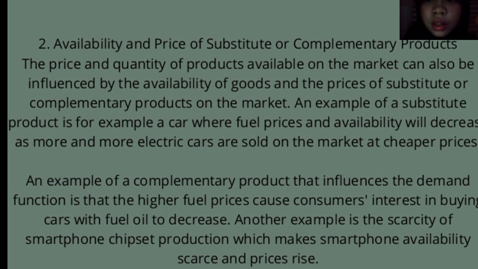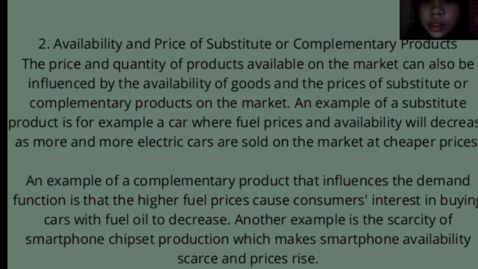Number two, availability and price of substitute or complementary products. The price and quantity of a product available on the market can also be influenced by the availability of goods and the price of substitutes or complementary products on the market. An example of a substitute product is gasoline cars, where price and availability will decrease as more and more electric cars are sold on the market.